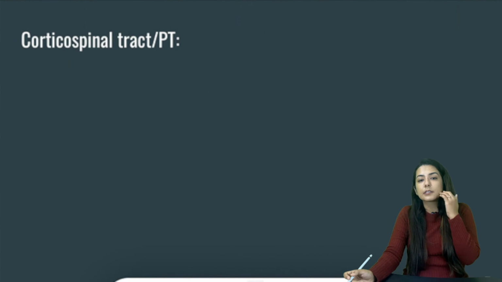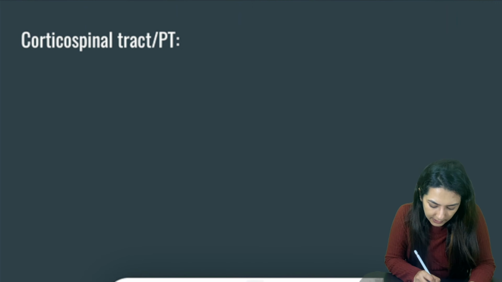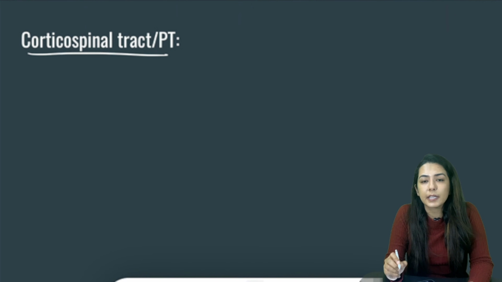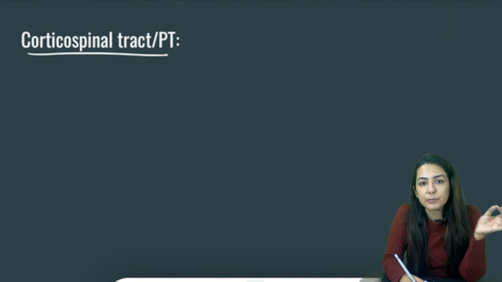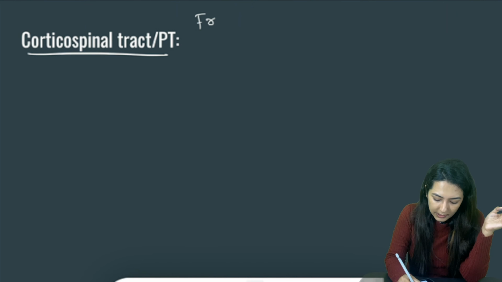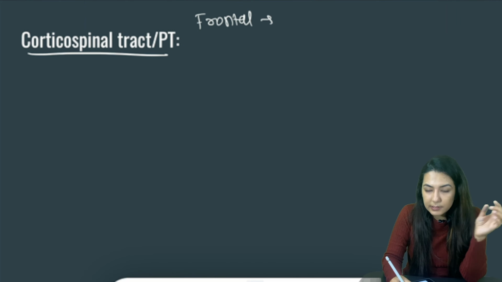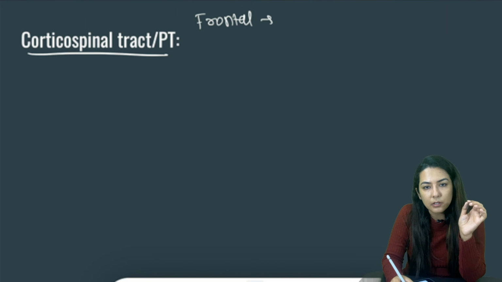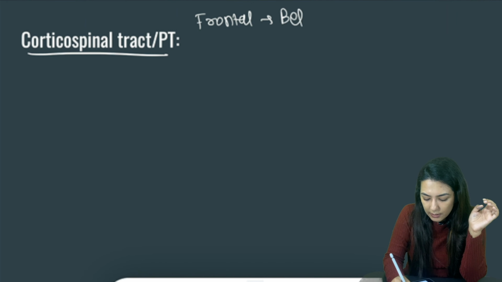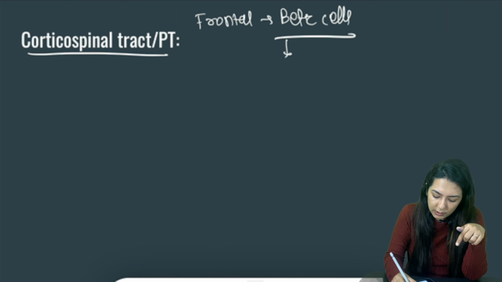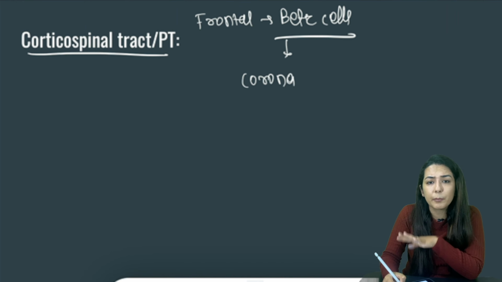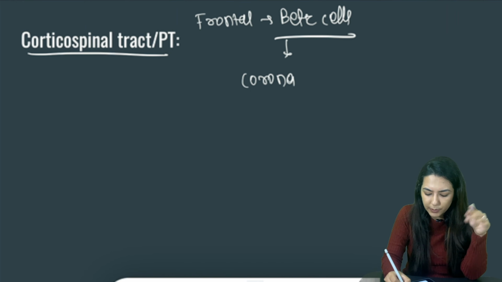Now we will discuss descending tract. In descending tract, the corticospinal tract or pyramidal tract is very important. Corticospinal tract means it starts from the cortex, especially the frontal cortex or frontal lobe. There is a motor cortex in which there are Betz cells. From these Betz cells, this pyramidal tract will start. They will go into the corona radiata. These are all subcortical structures, that is, structures below the cortex.